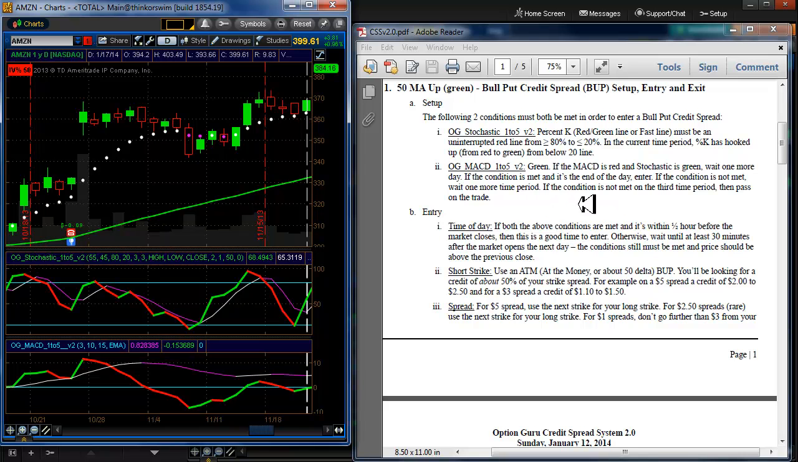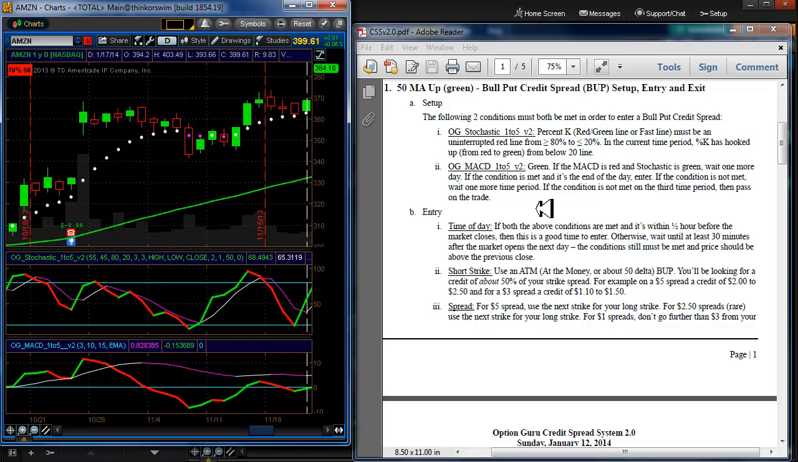The second condition is the MACD must be green. If the MACD is red and the stochastic is green, then you wait one more day. If the condition is met and it's the end of the day, then enter. If the condition is not met, wait one more time period. If the condition is not met in the third time period, then pass on the trade. But here we have met it. It's at the end of the day, it's like 3:30 in the afternoon.